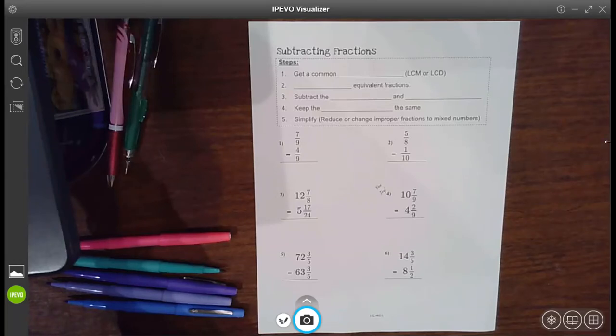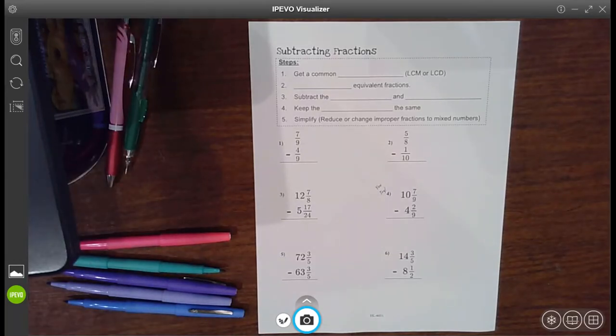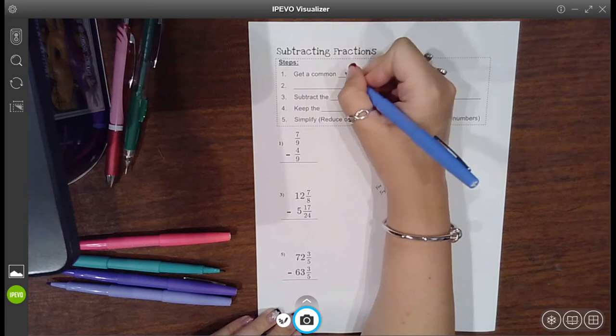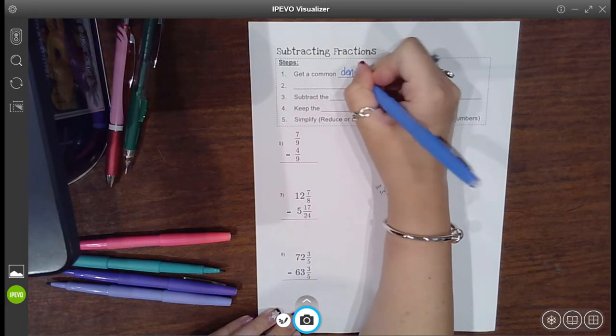Hello, my little mathematicians. Today, we are going to be focusing on subtracting fractions or mixed numbers. So first of all, let's review the steps that we're going to use. When you're subtracting fractions, just like when you're adding fractions, you always want to get a common denominator.